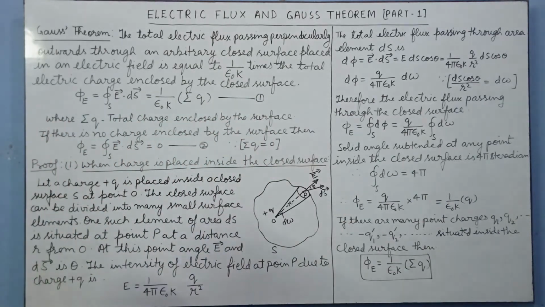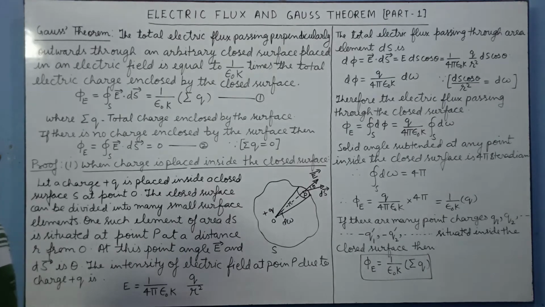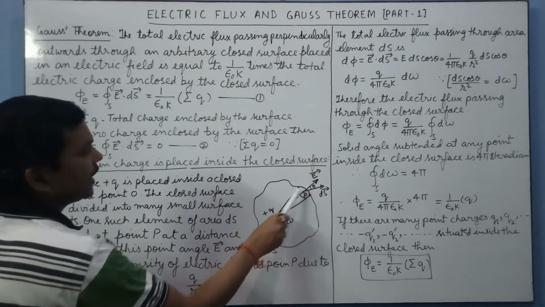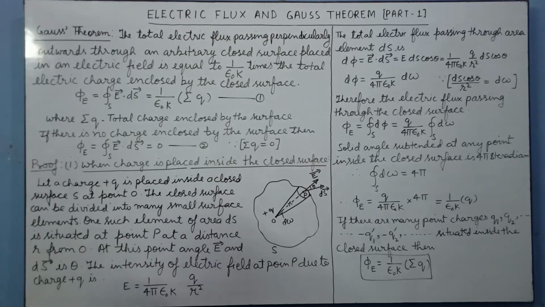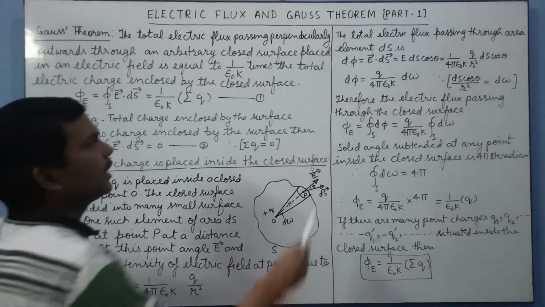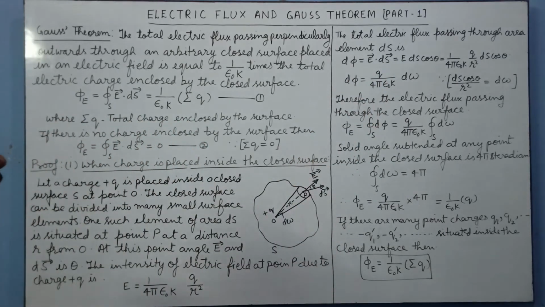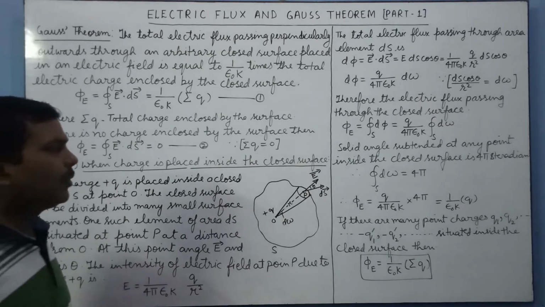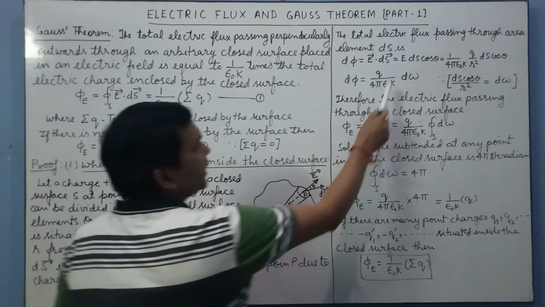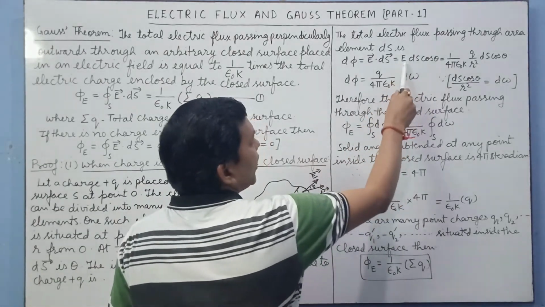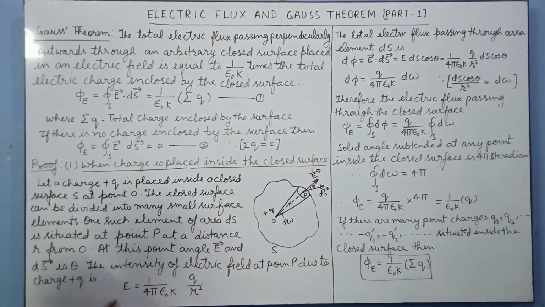Now the total electric flux passing through this element area ds will be obtained by dΦ = E·ds. By definition, E·ds is equal to E ds cos θ, because the angle between E and ds is θ. We will substitute the value of electric field from this equation as 1/(4πε0 k) q/r² ds cos θ.